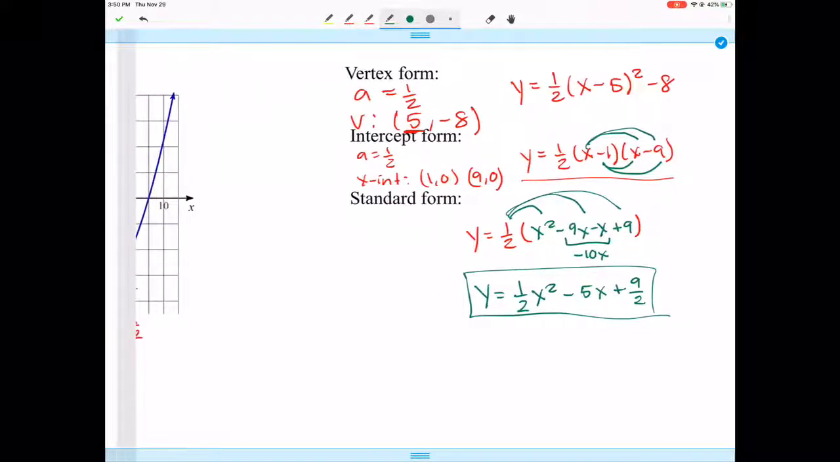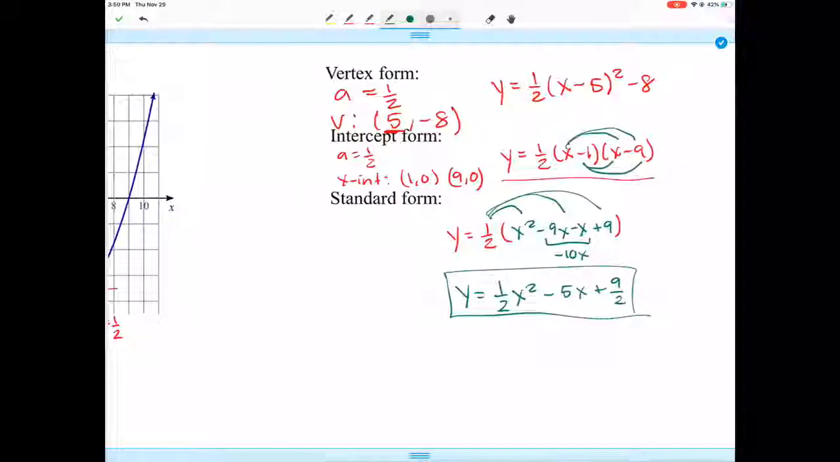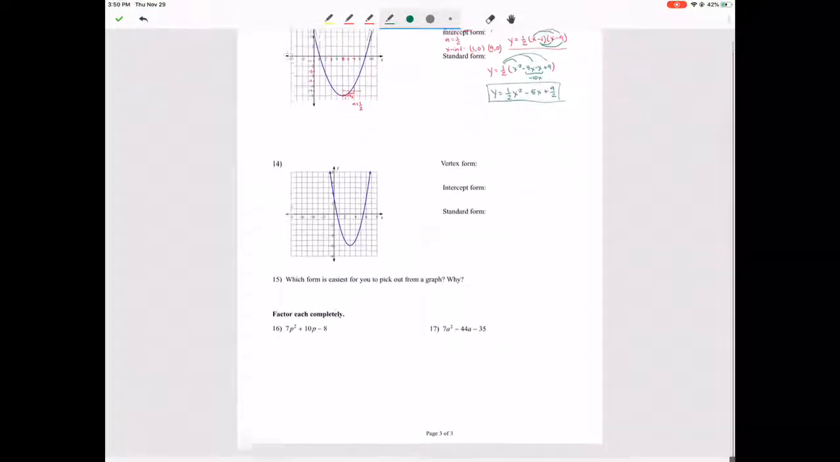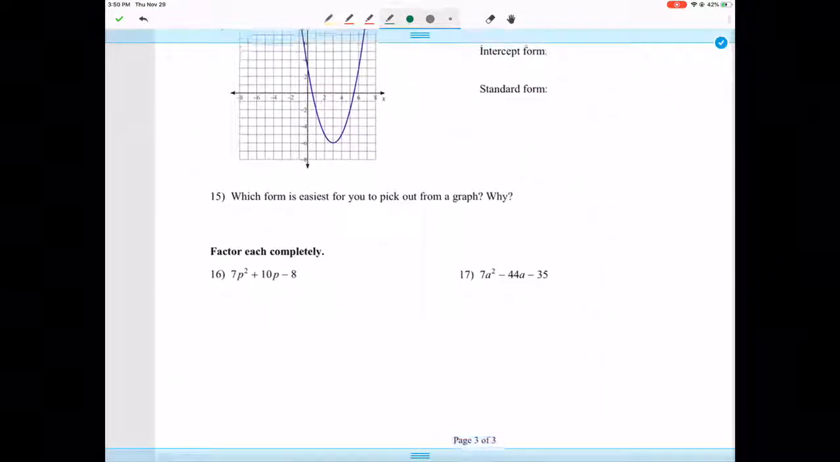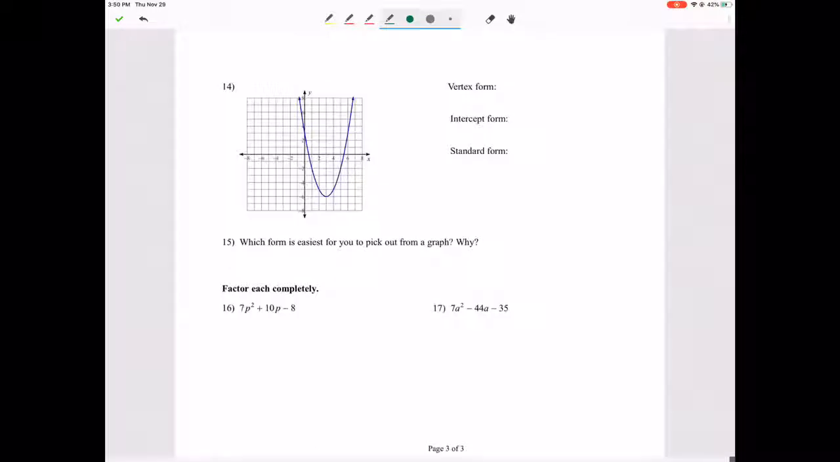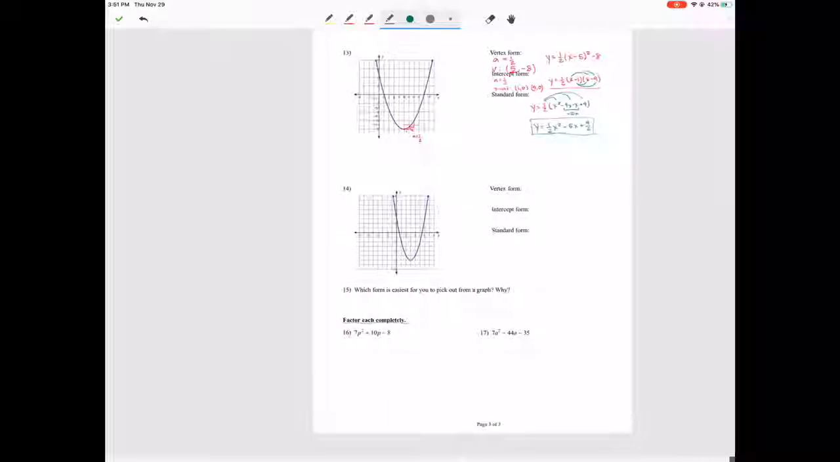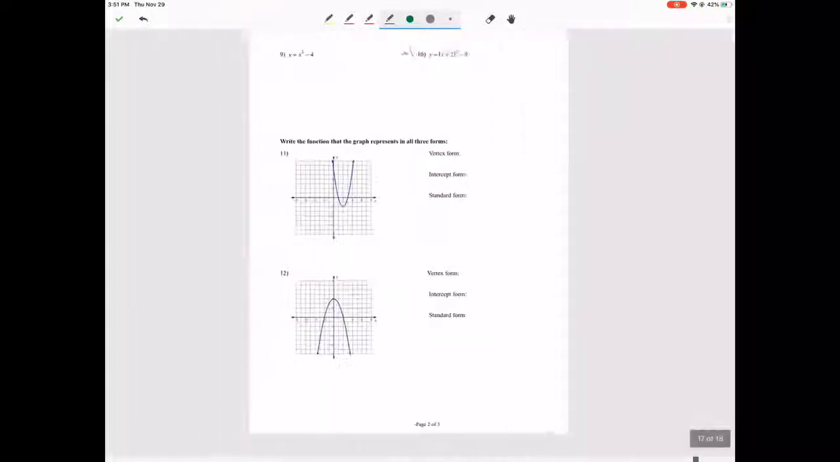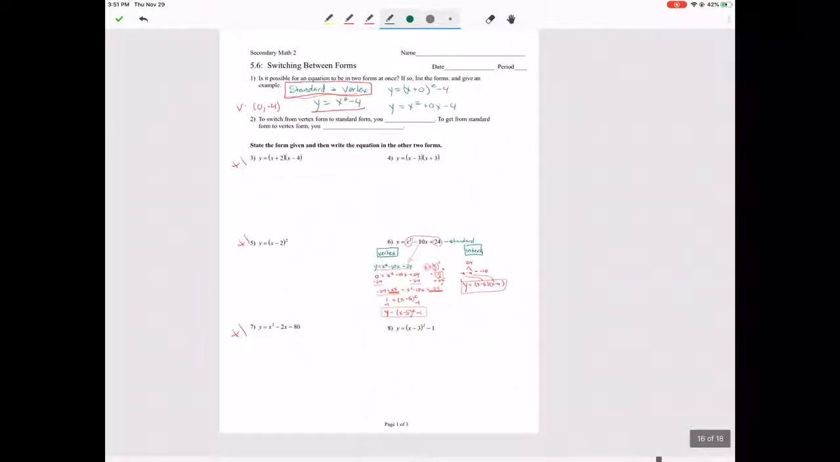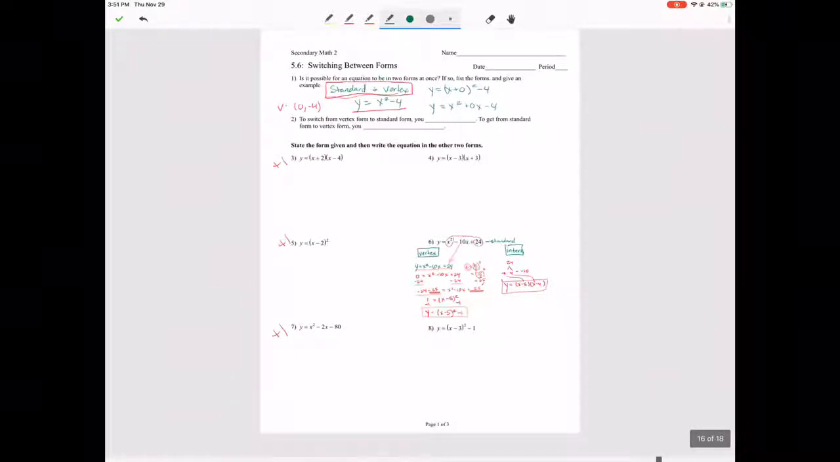All right, so I think everything else you should be able to do. Looking down here just for the review, all you need to do is factor completely for these two problems, and you should already be able to do that because that's what we did right here, was factoring. So let me know if you have any questions, and good luck.